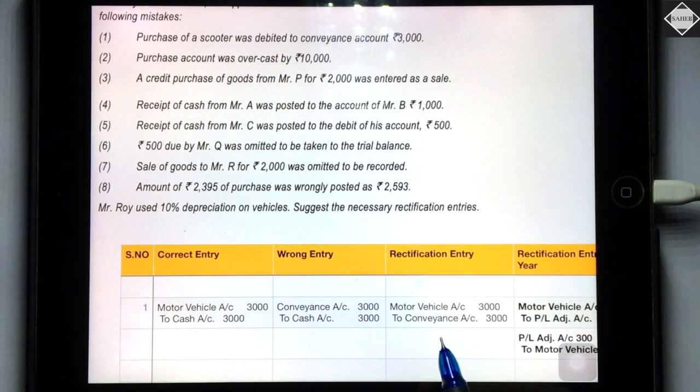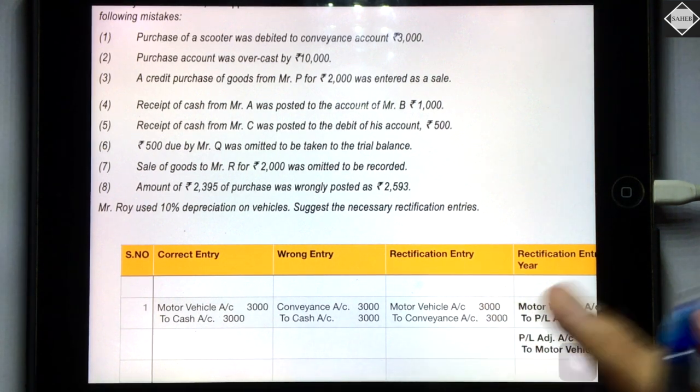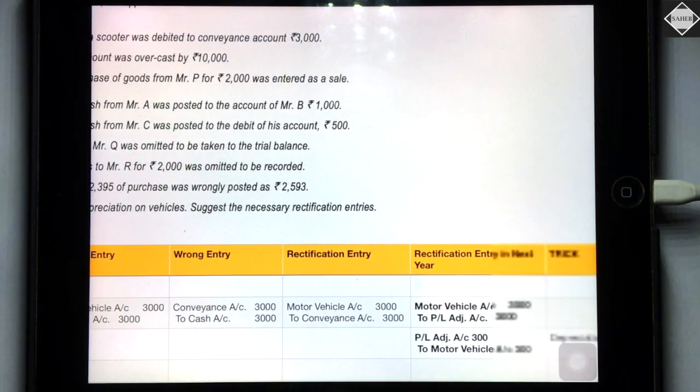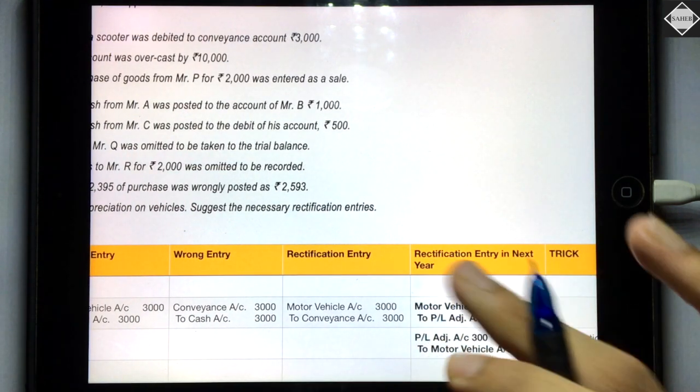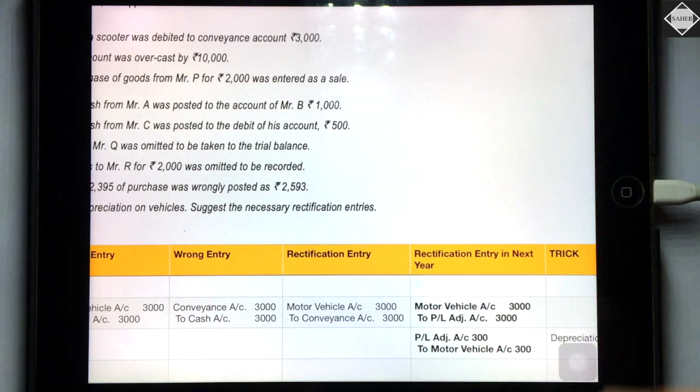So what will you do? You will just replace conveyance with the profit and loss adjustment account. See here, motor vehicle account debit, the same thing. I mean, the rectification entry in the next year: motor vehicle account debit to profit and loss adjustment account 3000. Is it clear? I have just replaced conveyance with the profit and loss adjustment account.